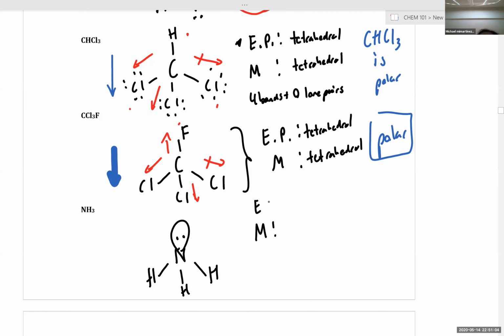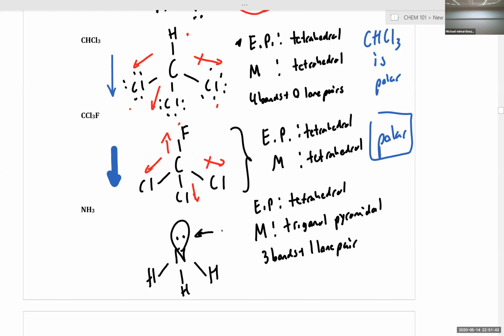So the electron pair is tetrahedral. That is correct. But since we have a lone pair, what do we call the molecular geometry when we have three bonds plus one lone pair? It's called trigonal pyramidal.